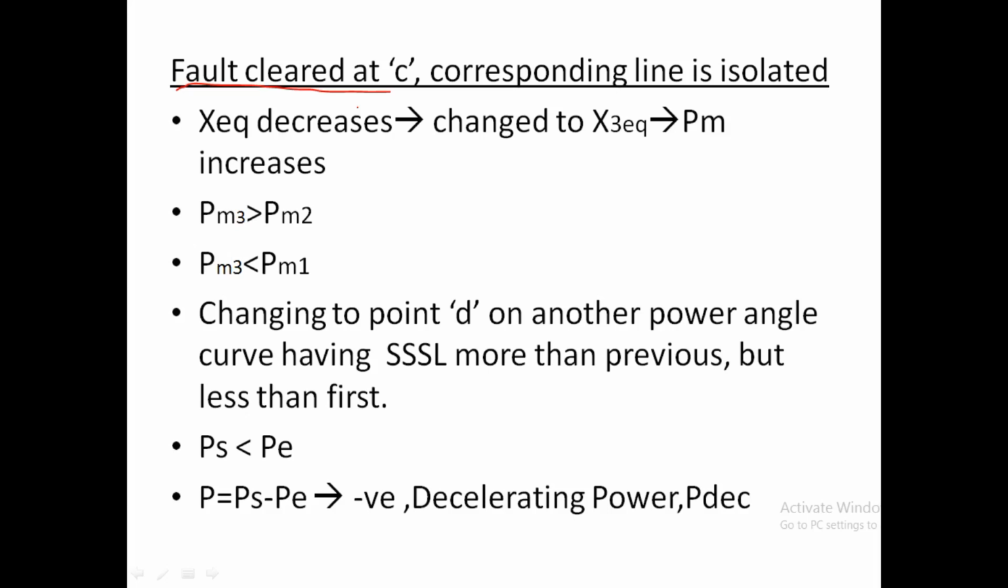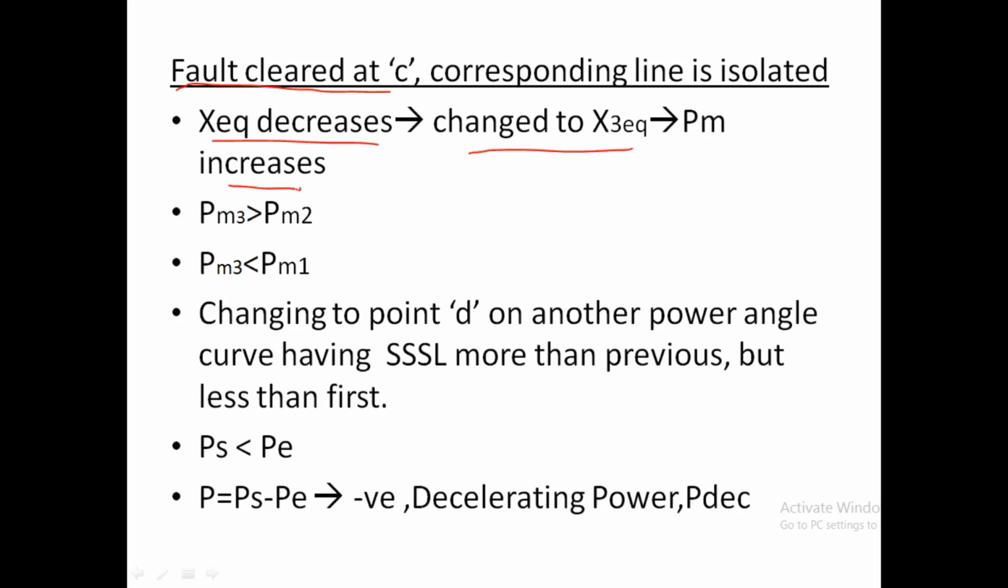That point will be depending on how much time we are taking to clear the fault. So the fault is cleared and the corresponding line is isolated. So what will happen? X equivalent decreases. It is changed to X3 equivalent and PM increases.